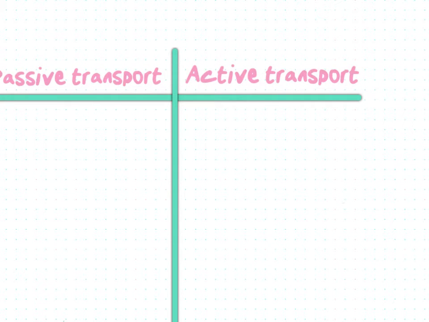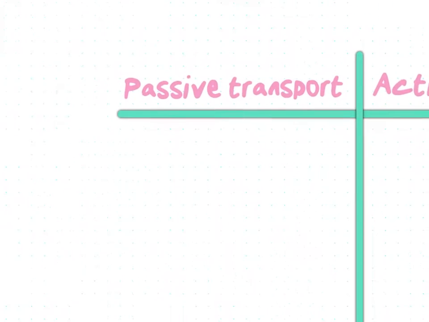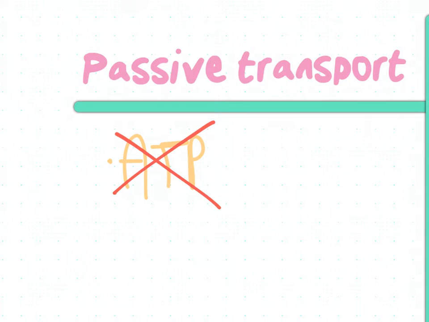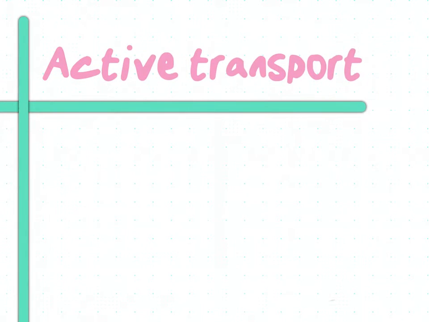The main difference to really solidify, which really helped me during this class, is that passive transport uses no ATP. So draw ATP, and I'm going to draw a big old X around it, okay? While active transport actually uses ATP, and ATP is what cells use for energy.